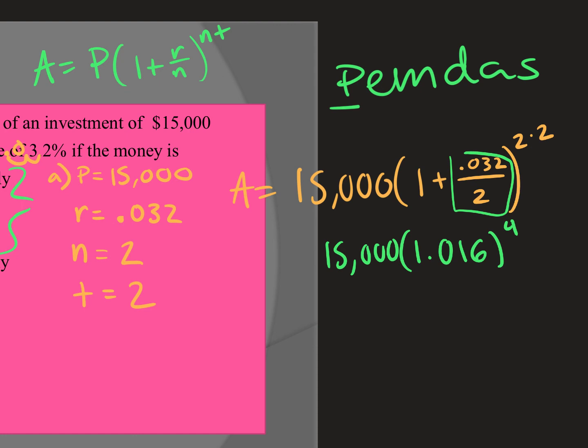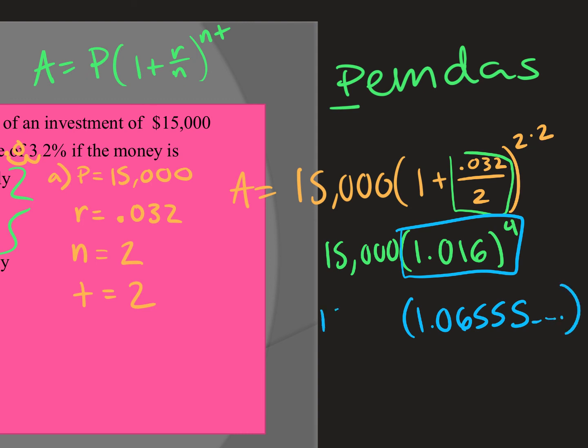So next, I'm going to do the exponent. So 1.016 to the power of 4. So that gives me 1.06555. I'm going to leave that number in my calculator and then just multiply it by the 15,000. So the very last step is to multiply times 15,000. And we get 15,983.286, which would round to 29.